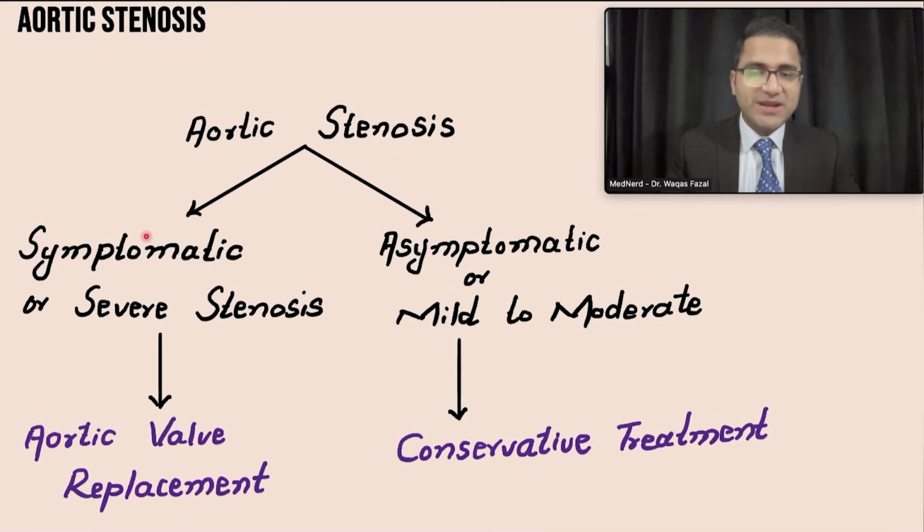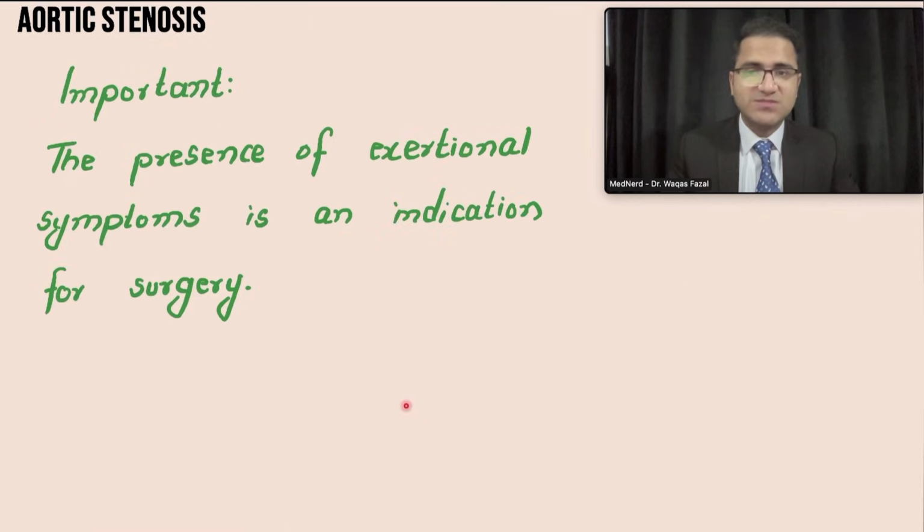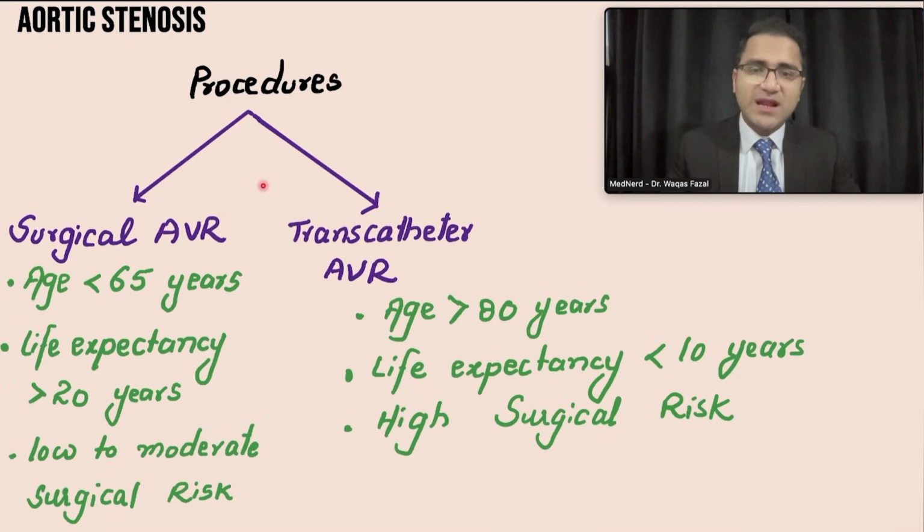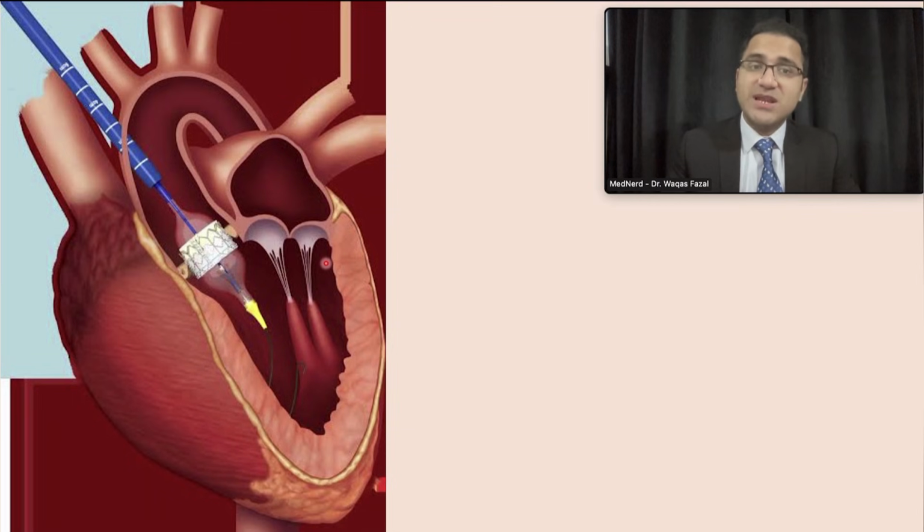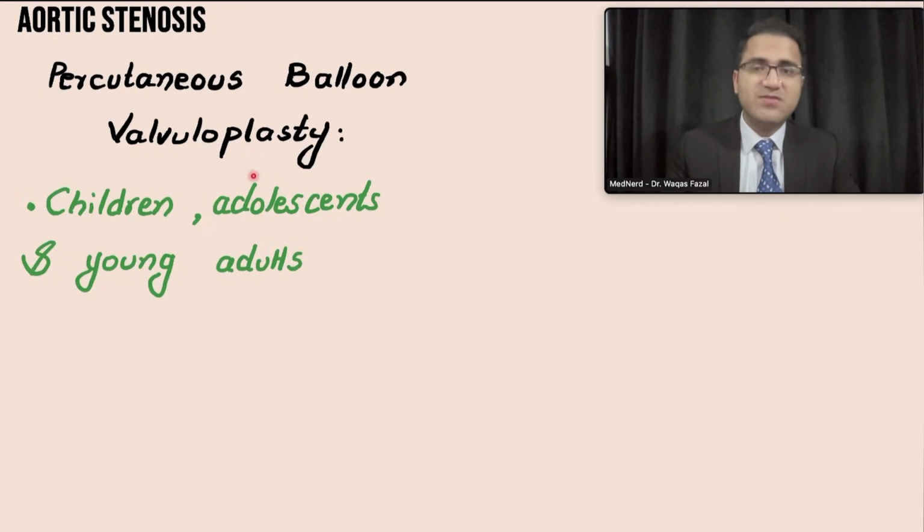If the patient is symptomatic, immediately go for aortic valve replacement. In asymptomatic patients, you can wait and watch for some time. Surgery is the mainstay. Medicine has no role in this. Presence of exertional symptoms is an indication for surgery, and the procedures are surgical aortic valve replacement and transcatheter aortic valve replacement. Remember, surgical aortic valve replacement is the preferred procedure.